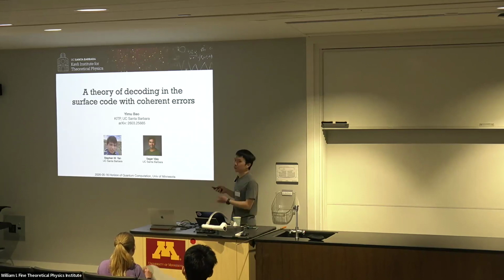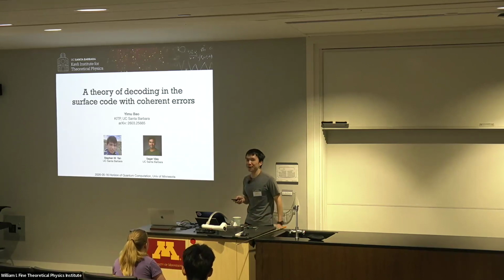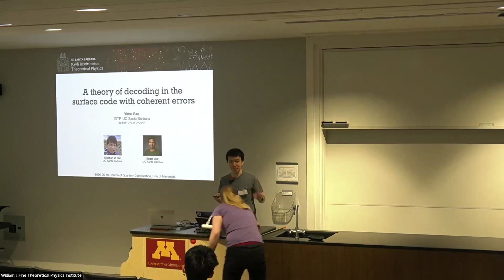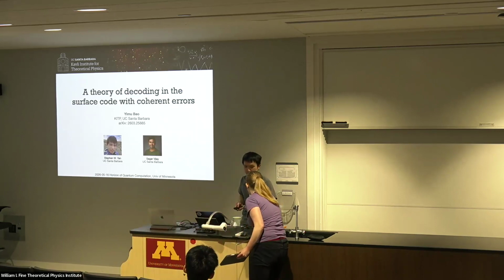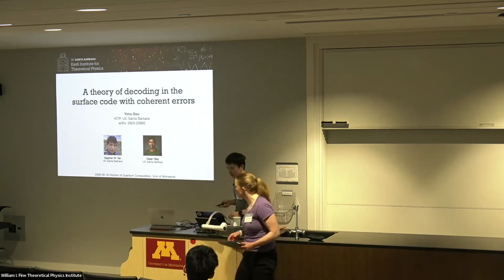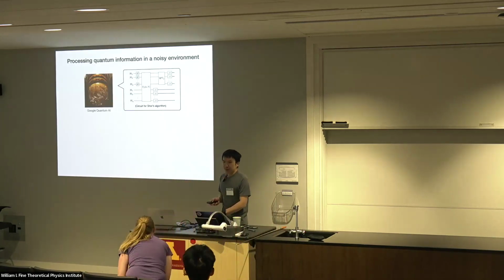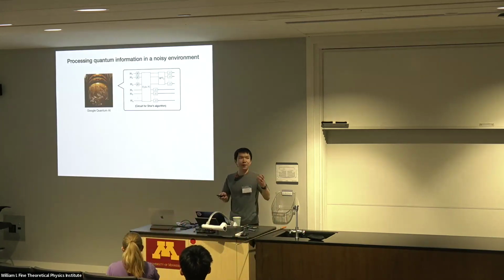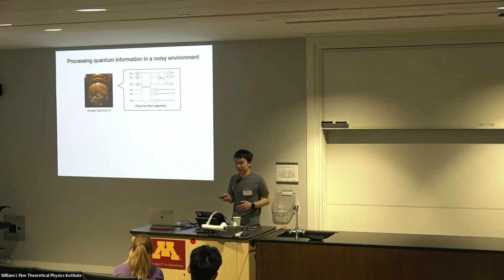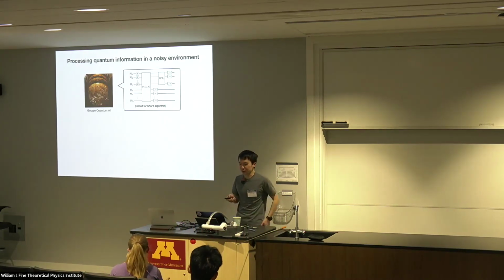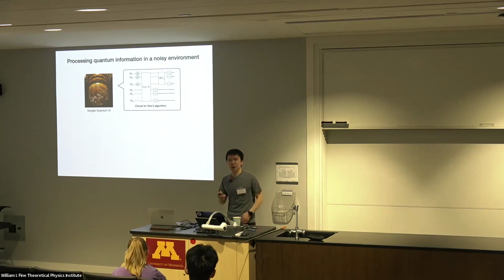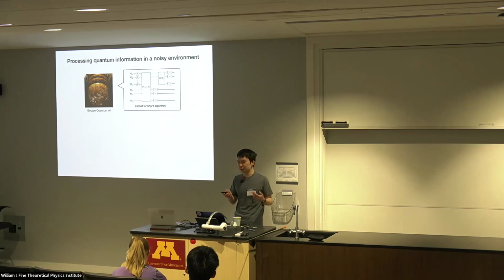Well, what I'm really going to talk about is just a theory of decoding in the Toric code with coherent error. So if a quantum computer is ever going to be made, it has to function in a noisy environment. In the presence of noise, if one wants to maintain coherence and carry out fault-tolerant quantum computation, an essential element is quantum error correction.